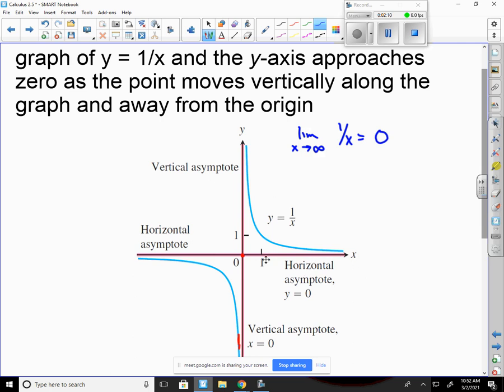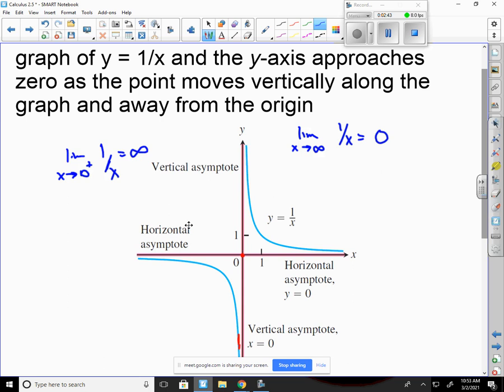Now, if I was looking at the limit as x approaches 0 of this graph, I'd be looking at what y is getting closer and closer to. And it doesn't get closer and closer to anything. The y just continues going up. So the limit as x approaches 0 from the right-hand side would be infinity.